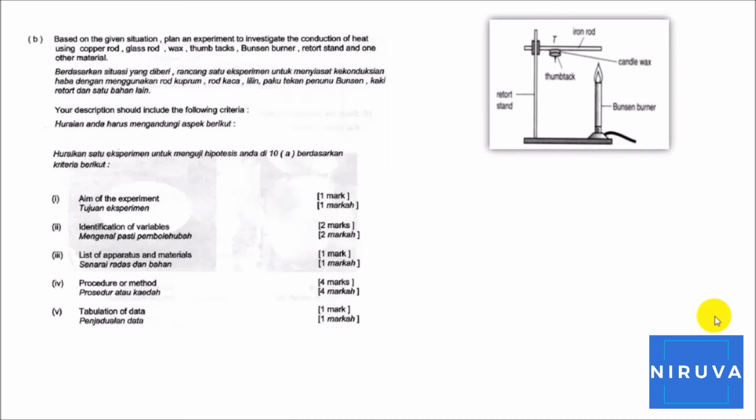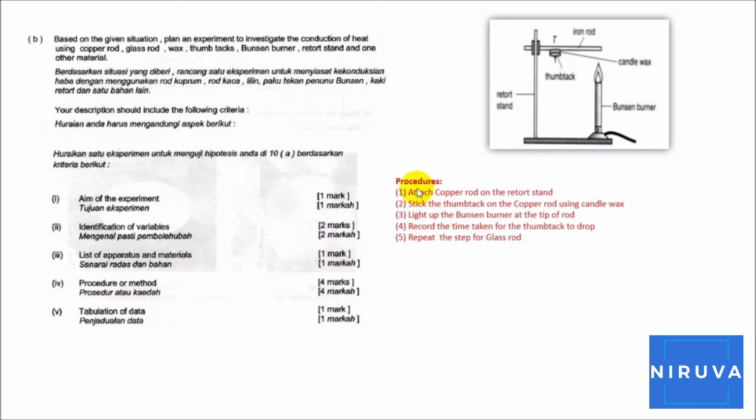Okay, and then write down the procedure or method. So the procedure, first we need to attach the copper rod on the retort stand. Okay, and then stick the thumbtack on the copper using the candle wax. And then light up the Bunsen burner at the tip of the rod and record the time taken using the stopwatch for the thumbtack to drop. And then repeat the step for glass rod.